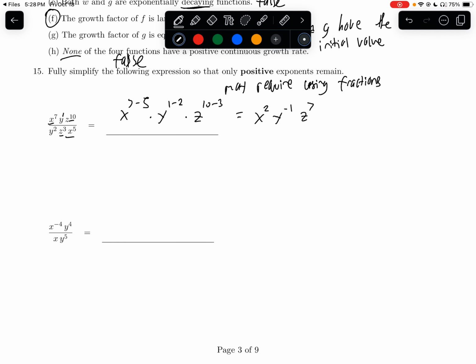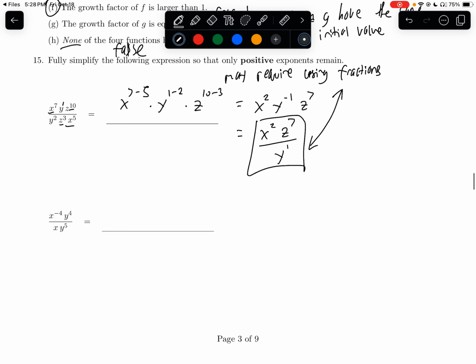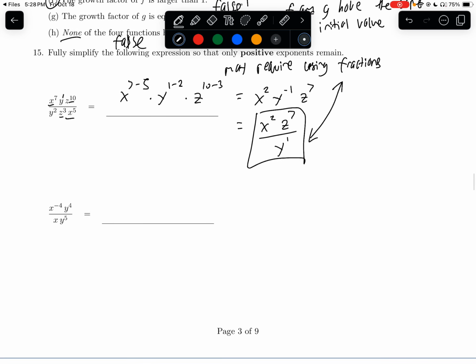which is true, but I have a negative exponent for y, and so I need to write this as x squared z to the 7th over y. I guess you could leave it as the 1st power, so that this all has positive exponents, and that was why I said this may require you use fractions to convert the negative exponent into a positive exponent.